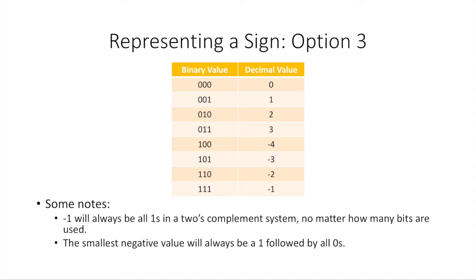And this is always true. No matter how many bits you do, this pattern is going to be the same. The number which has all ones in binary is always going to be negative 1 in a 2's complement system. And all zeros is always going to be 0 as well in a 2's complement system.